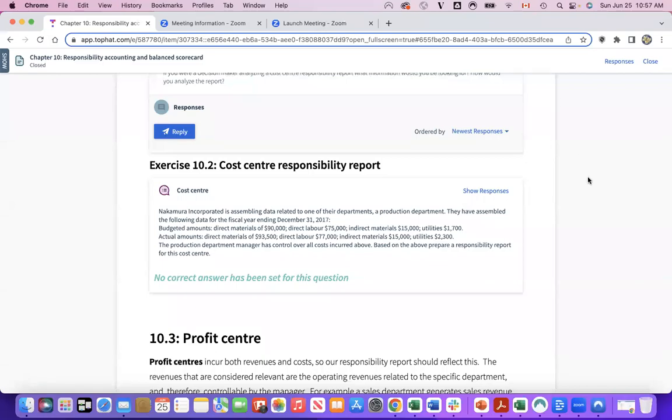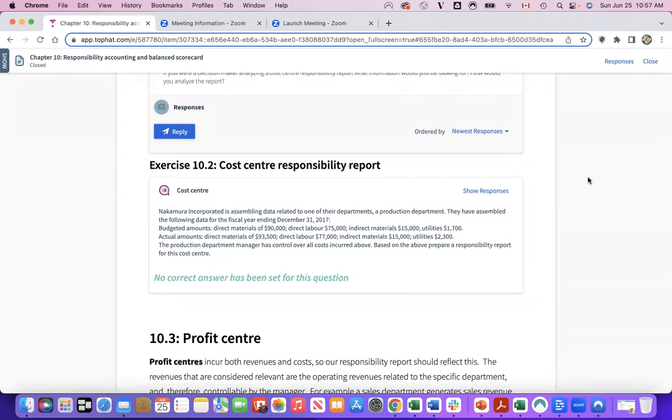All right, let's take a look at how we analyze a cost center responsibility report. So here in exercise 10.2, Nakamura Incorporated is assembling data related to one of their departments, a production department. They have assembled the following data for the fiscal year ending December 31st of 2017.